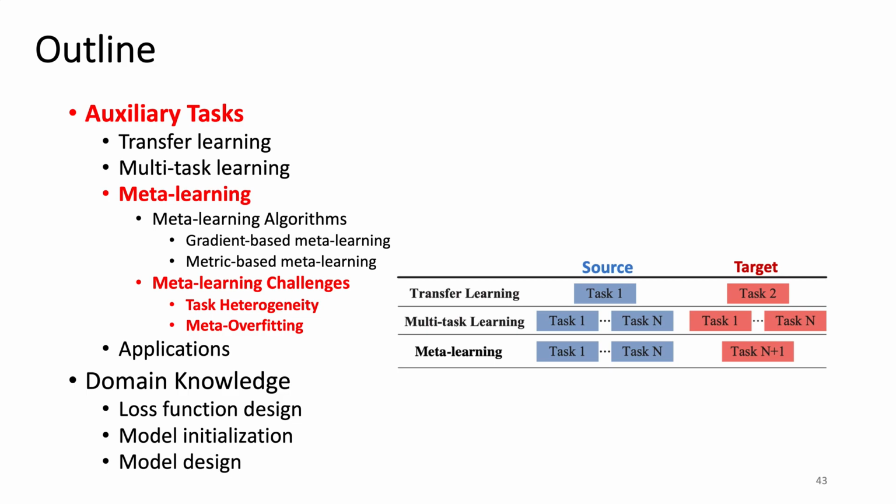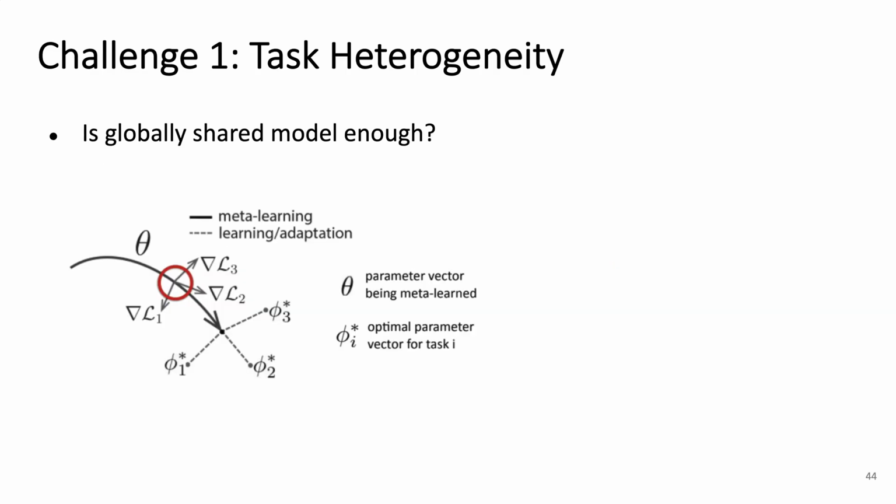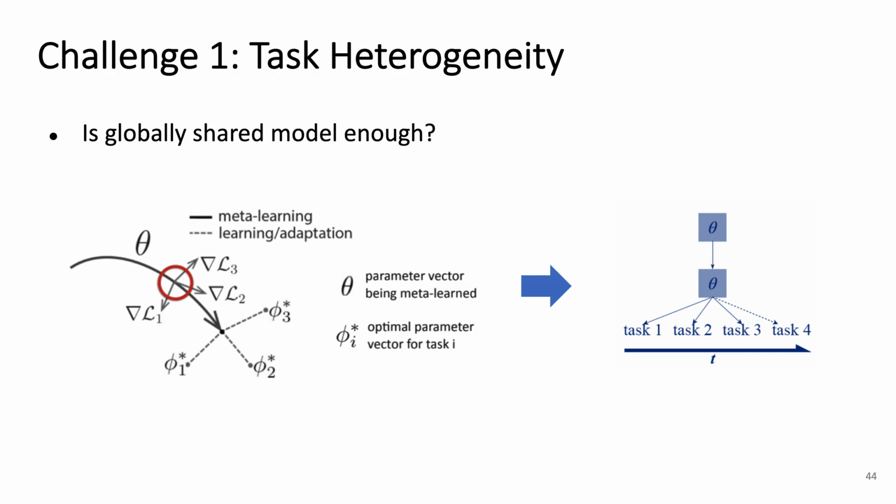Then I will mention two key challenges of meta learning. The first one is task heterogeneity. Previously, in gradient-based meta-learning, for example MAML, we learned globally shared model parameter initializations. The learned initialization is shared across all the tasks. As in the right figure, we have a globally shared theta, which can then be fit to each task.